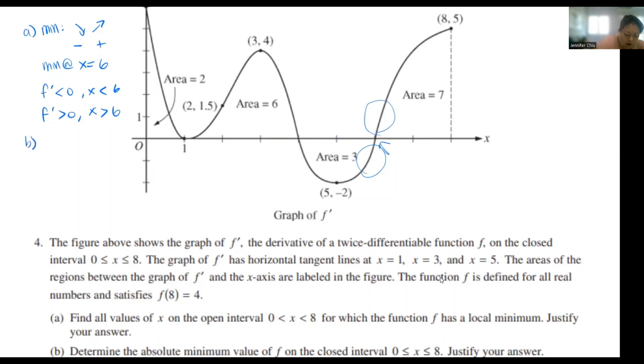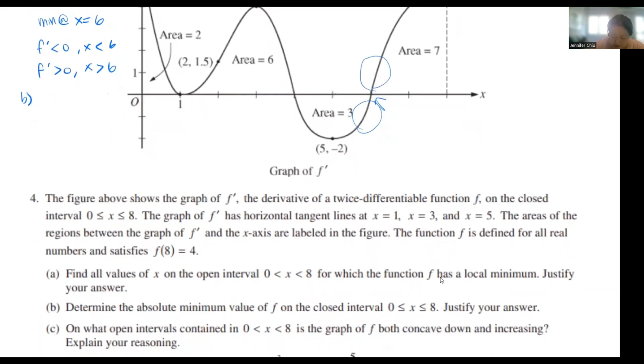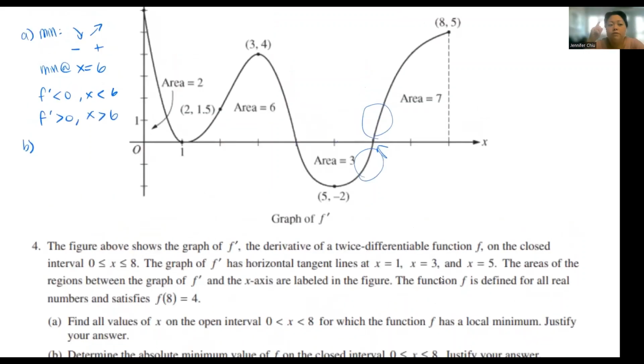Okay. All right, part B says, determine the absolute minimum value of f on the closed interval from 0 to 8. Justify your answer. So because it's a closed interval, we found the minimum from before, but that could be a local minimum. So we've got to check our endpoints to see where we can find an absolute minimum. So you have your x and your f value, right? Well, our closed interval is from 0 to 8, and we found a minimum at 6. So you've got to find all the different values of f and see which one is truly the lowest to get my absolute minimum. So this is where this comes in. f of 8 equals 4.